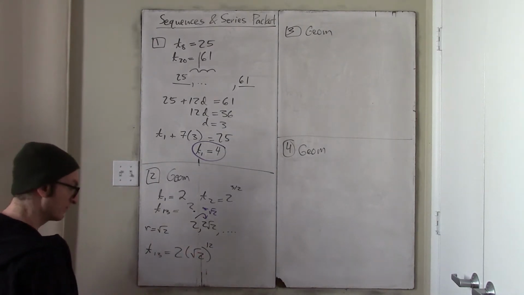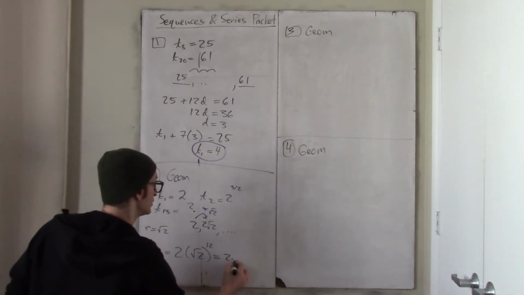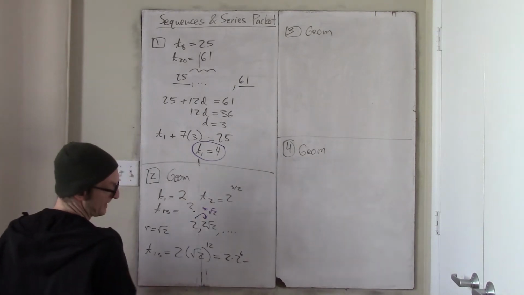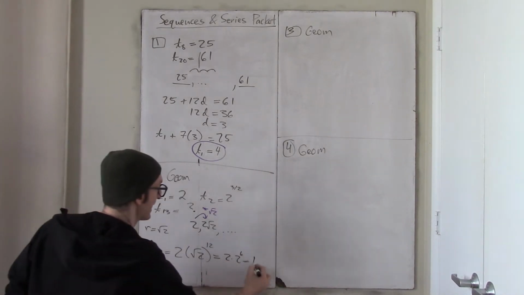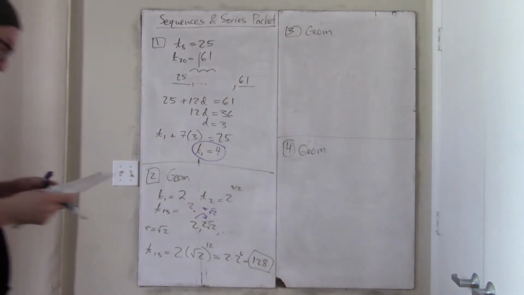Okay, so now I just need to compute this. What is root 2 to the 12th? Well, it's just 2 to the 6th. So this is 2 times 2 to the 6th, which is 2 to the 7th, which is 128, and that's it. Okay, good.